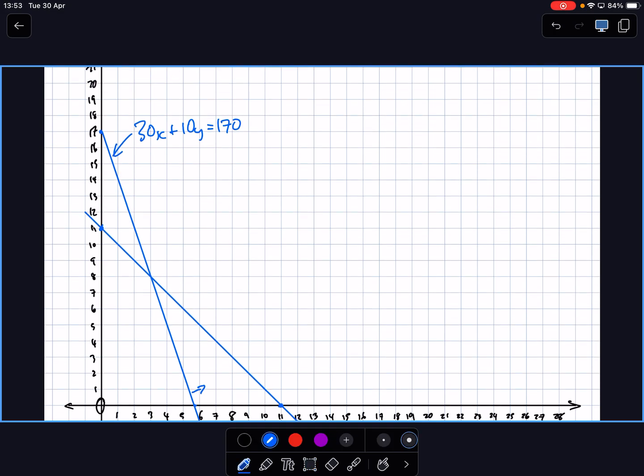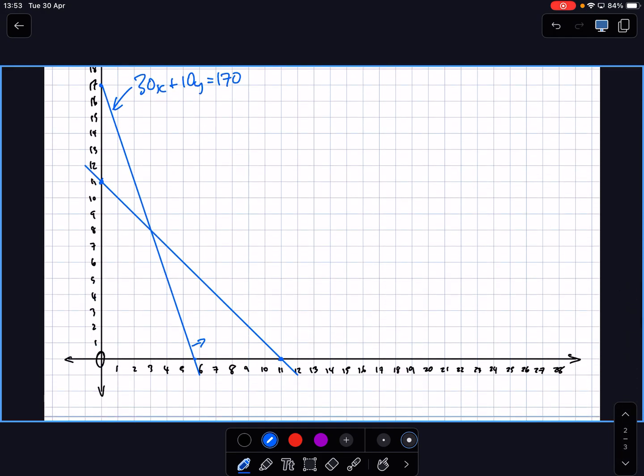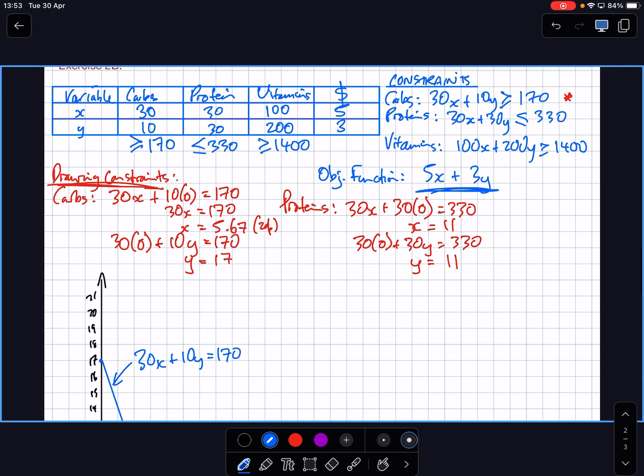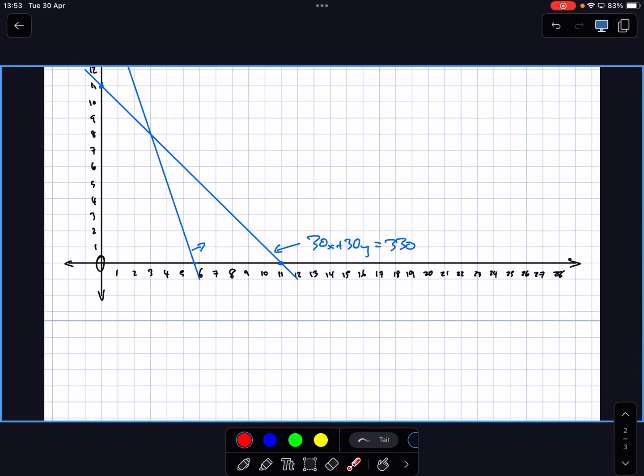All right, so that line that I just drew was 30x plus 30y equals 330. According to the constraint, what direction am I going to colour in? Up to the right or down to the left? Down to the left. So give yourself a little arrow that I'm going to be colouring in below this line.